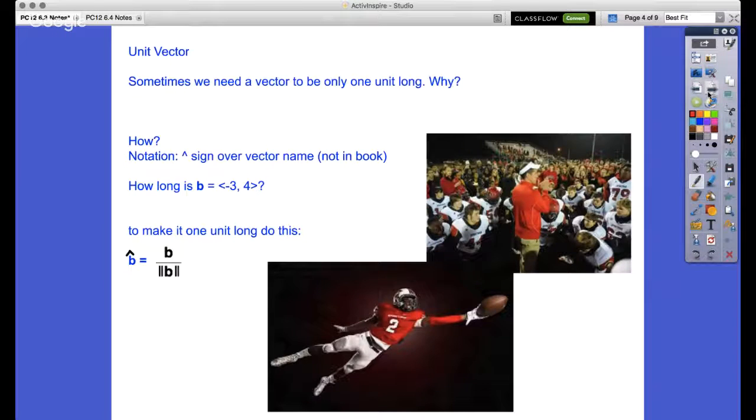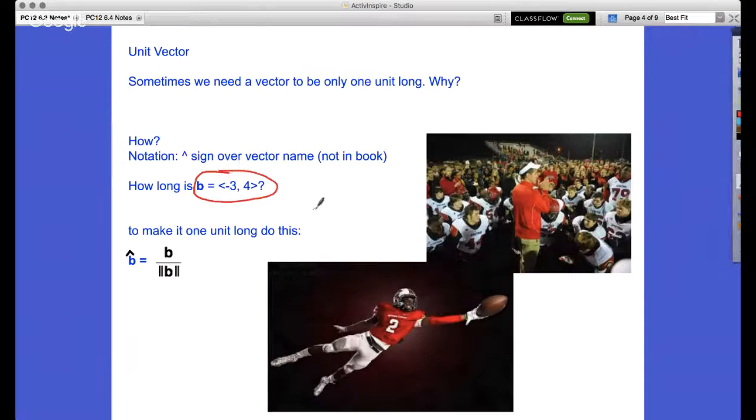All right, we also sometimes want a vector to not be as long. We'd like it to be just 1 unit long, which sometimes helps to simplify. So in this case, let's say I have vector -3, 4. What I can do is put it over the magnitude. In this case, the magnitude would be 5.